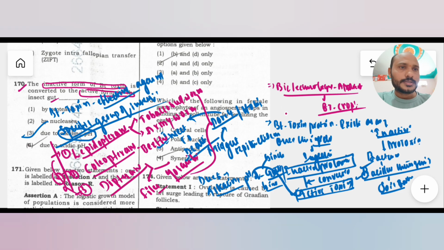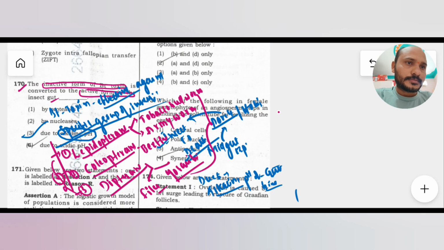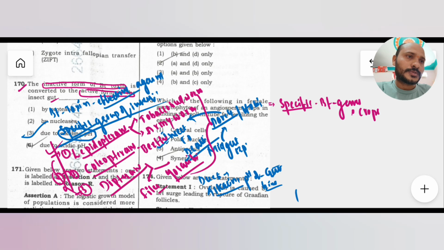Okay, one more important point I want to explain on Bt crops: specific Bt genes. Just now we discussed the specific group of insects on which the Bt toxin works effectively. Now we will discuss specific Bt genes and their crops, because questions may be framed from these.